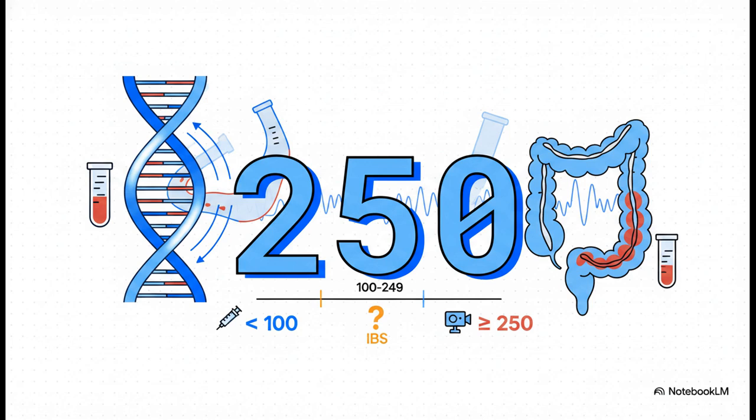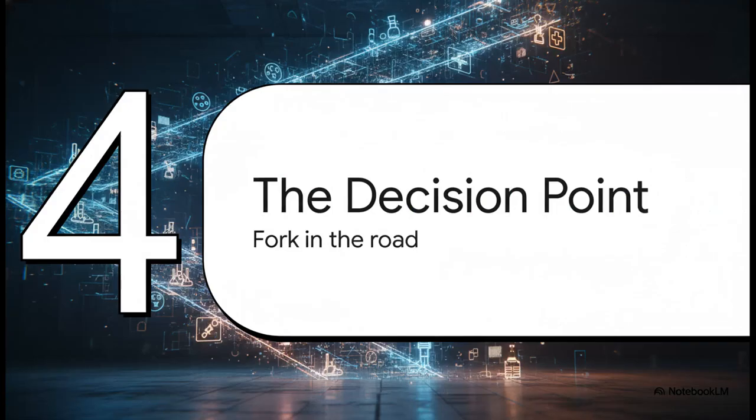Conversely, if the level is under 100, well, that confidently supports a functional diagnosis like IBS. Anything in between is kind of indeterminate and requires retesting to gather more evidence. Phase 4, the decision point.